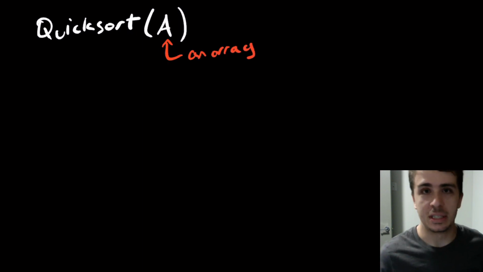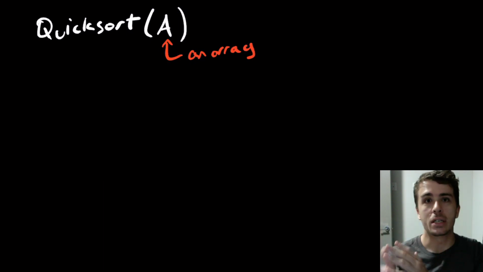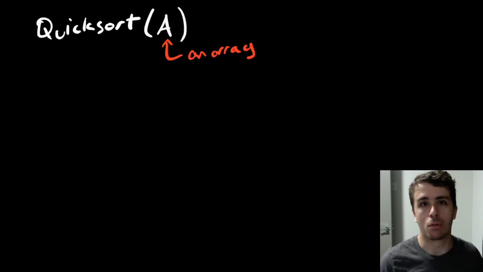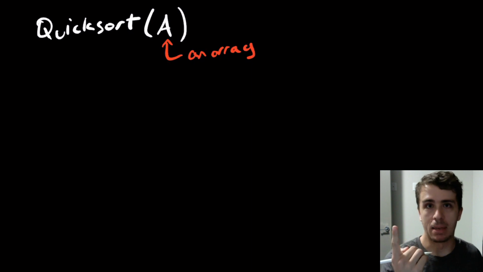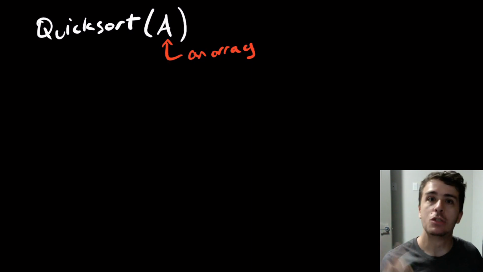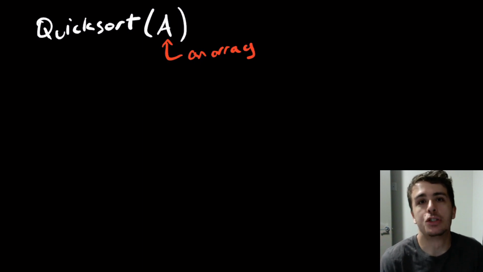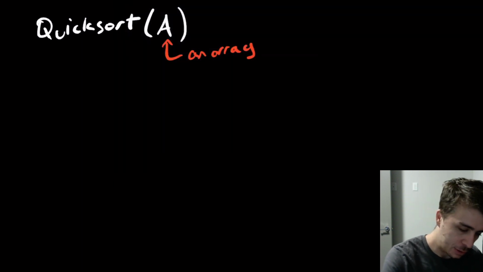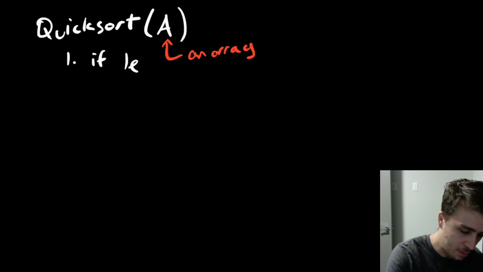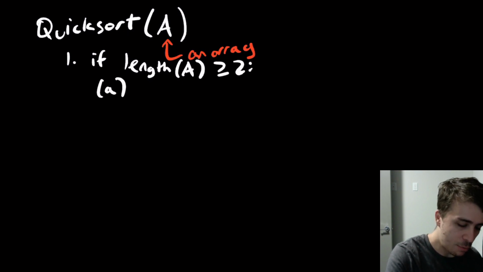As this is a recursive algorithm, we need inductive cases and a base case. So again, what is the smallest possible array that we could be given? It could be one element or fewer. If it is one element or fewer, it is already sorted, so we don't need to do anything. All that we need to check is if the length of A is at least 2, then we need to do some kind of sorting.